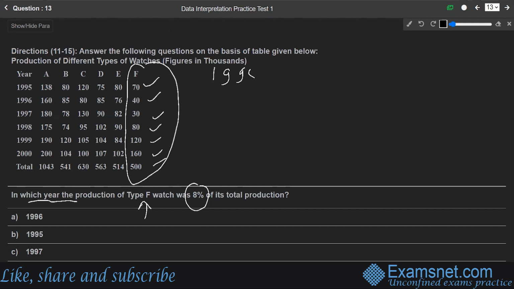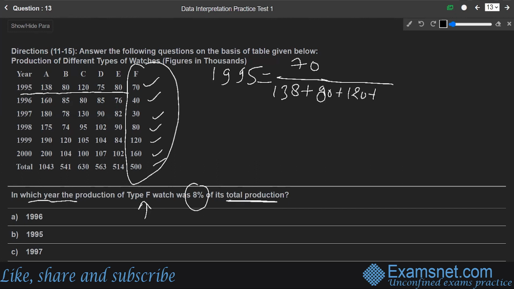So let us find out the data for 1995. What is the value of the watch F sold? Type F sold is obviously 70, and we have to find this as a percentage value and compare that. So 70 divided by the sum of 1995, because it says 8% of the total production. So we have to add those values: 138 plus 80 plus 120 plus 75 plus 80 plus 70, and into 100%.